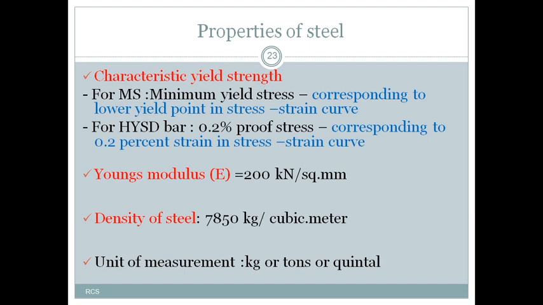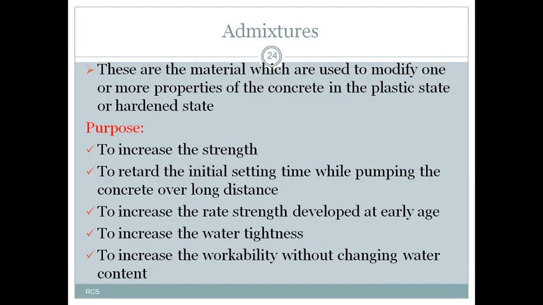The Young's modulus of these steel bars is 200 kilonewton per square millimeter, and the density of steel is 7850 kg per cubic meter. In the market, generally we can purchase steel in terms of kgs, tons or quintals.